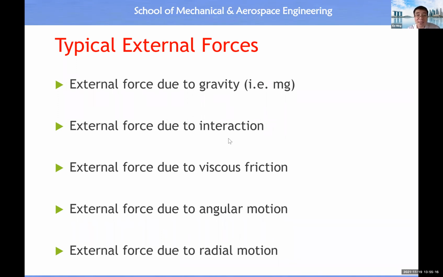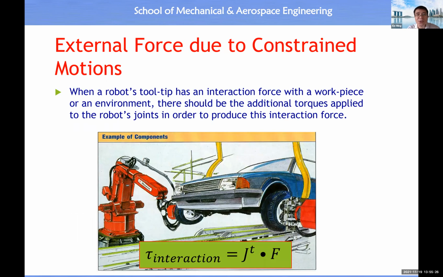How about this one? Interaction with the people, with the environment. Therefore, we need to know how to determine interaction force. Okay, so I just show you this example. For example, you have a robotic arm to mount the wheel onto the body of the car. Then in this case, between the hand of this robotic arm and the workpiece, in this case the body of the car, there must be an interaction force.